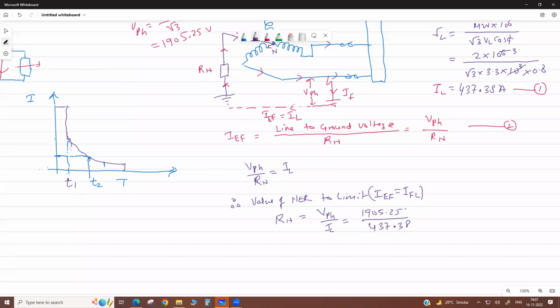Now, if on a normal case there is no fault, it takes the full load current, which means the winding is designed to carry the full load current. If we limit the fault current to this, even if the fault continues, it will not harm your system, meaning the winding insulation. So this will come to 4.35 ohm only. Okay, dear?